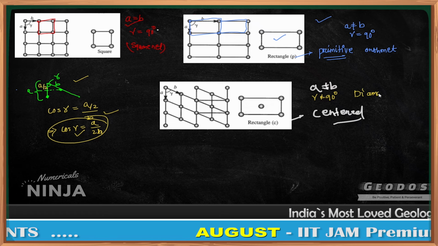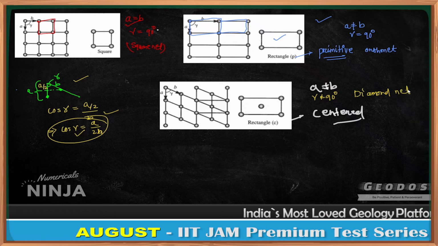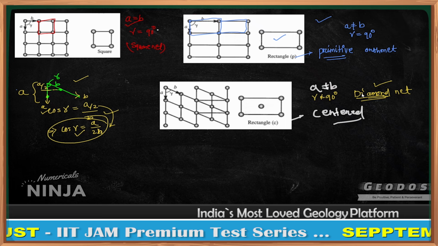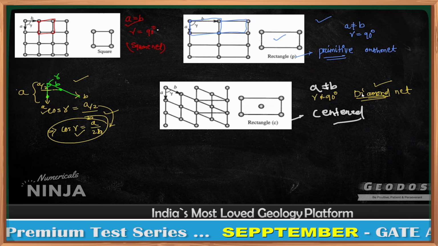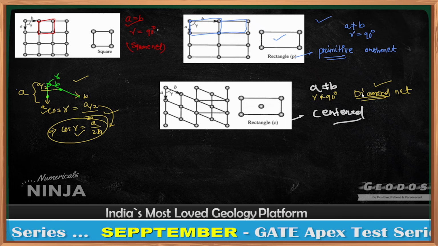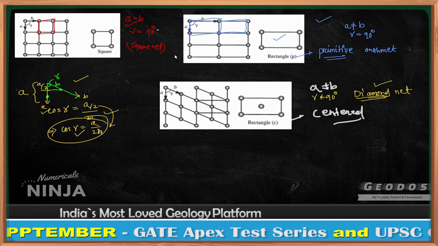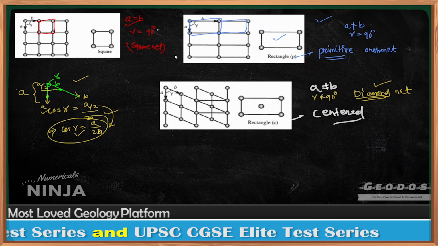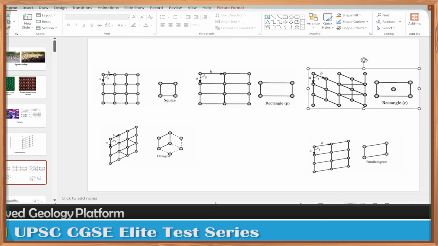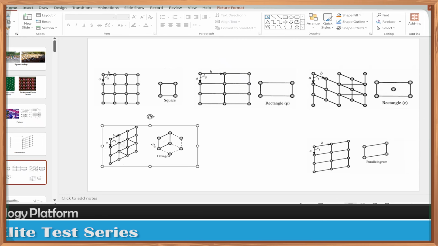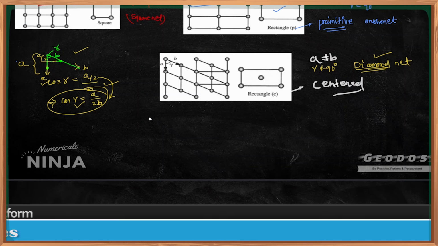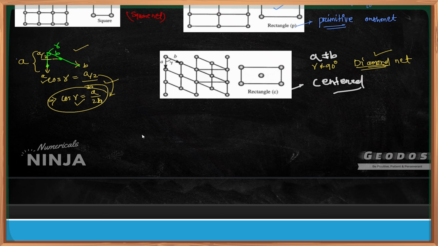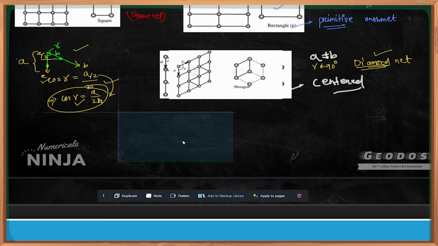Okay, and what do we call this? We call this diamond net. Remember the terms also, because it can be asked that in a diamond net, if the unit distance in this translation direction is this much, what will be the relationship between them and what is the angle between them? You can find it out from this equation.